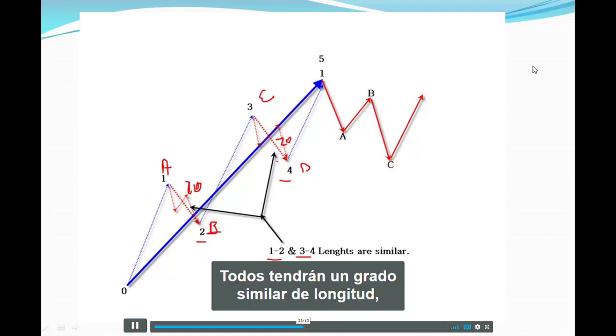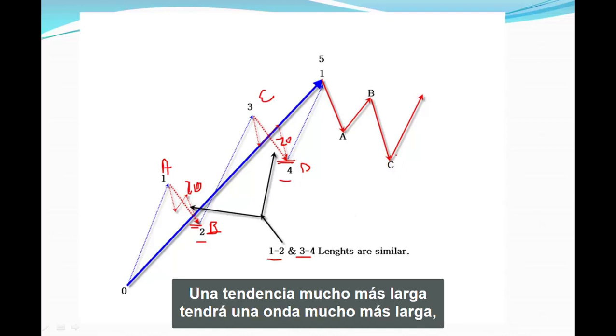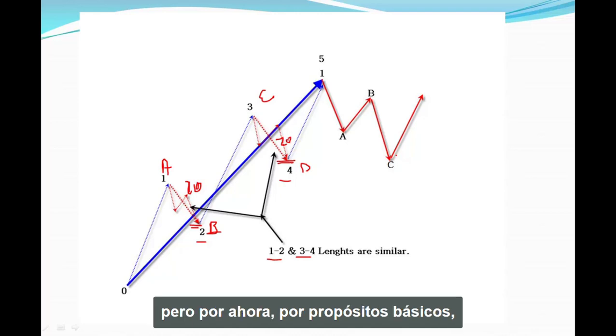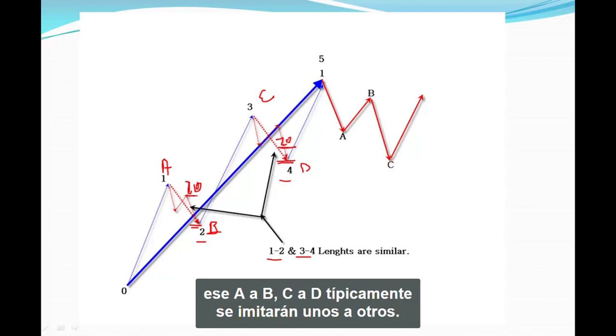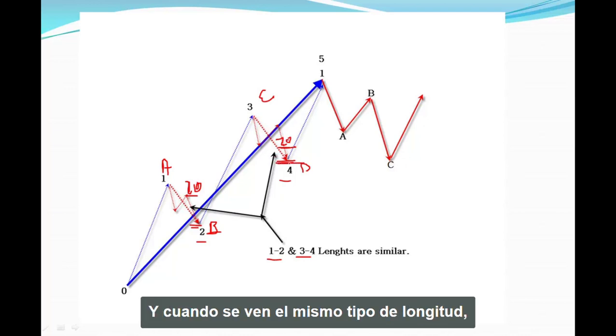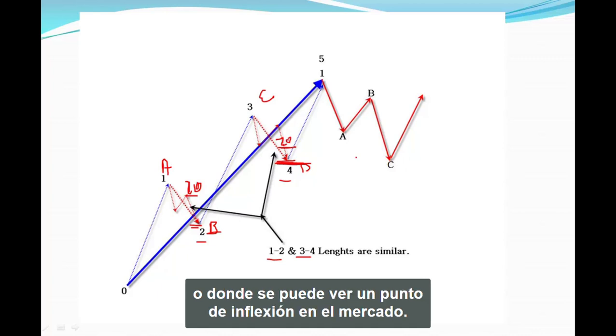All right. So they'll all be in similar degree of length depending on the trend. A much larger trend will have a much larger wave, and many times it'll be percentage based, but right now, for basic purposes, A to B, C to D typically will emulate one another. They'll have that same type of length. And when you see that same type of length, it's something to look at for a trade opportunity or where you could see a turning point in the market.